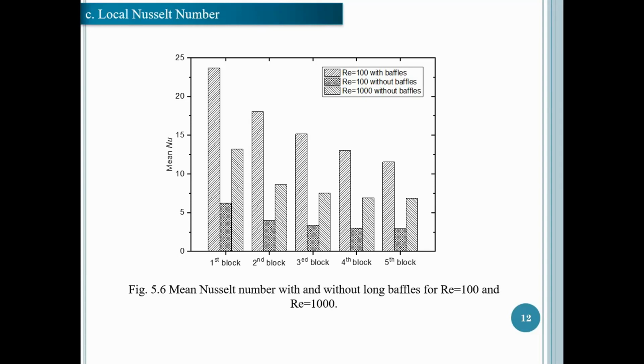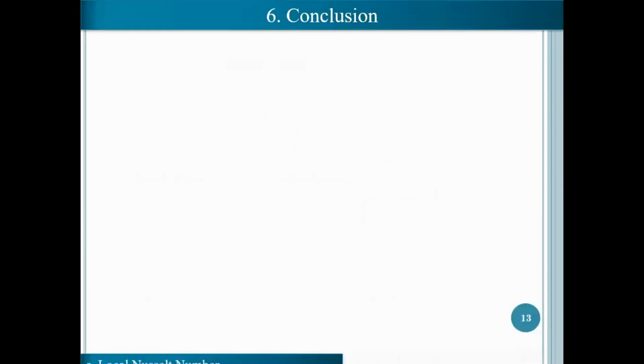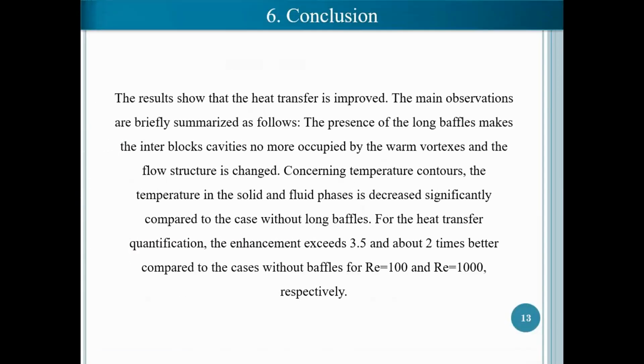The improvement is due to the increase in the flow velocity over the blocks and the elimination of the warm circulation vortices after each block. Finally, we conclude that the cavities are no more occupied by the warm vortices, and the flow structure is changed.